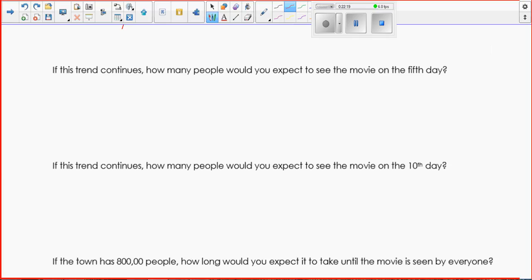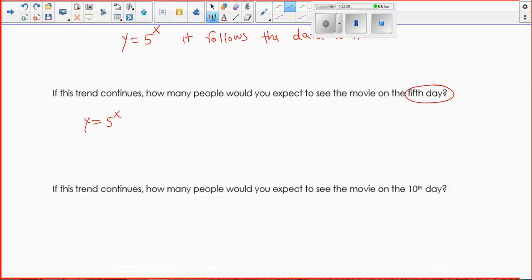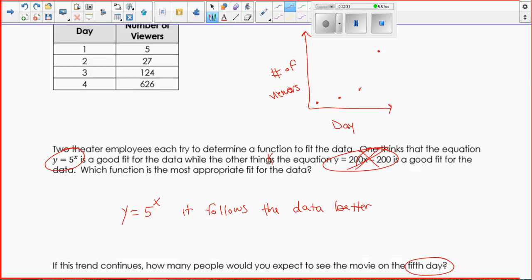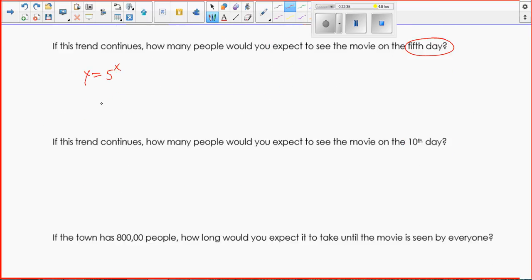So if this trend continues, how many people would you expect to see the movie on the 5th day? Well, the equation is y equals 5 to the x. And if it's talking about the 5th day, if we look back up here or at our graph, our days are talking about our x-axis. So that means that 5 is our x value. So we'll just have y equals 5 to the 5th power.